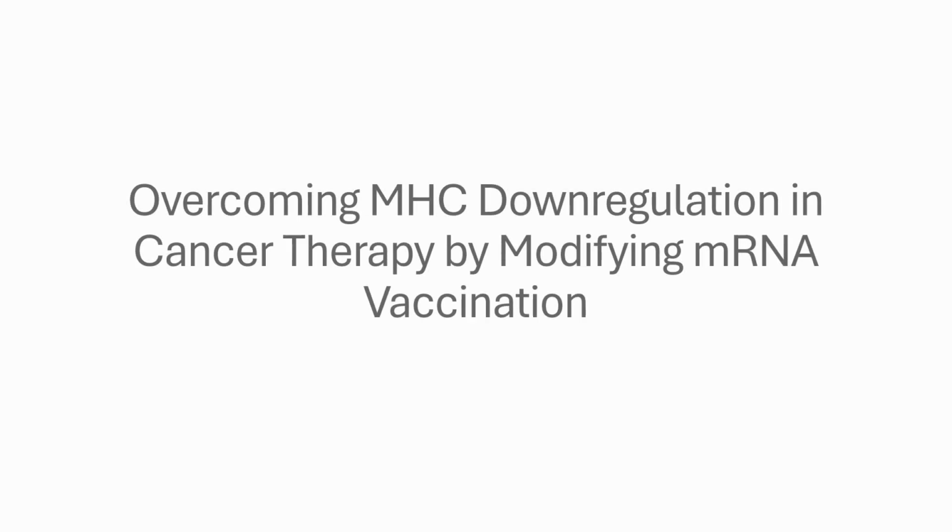Overcoming MHC downregulation in cancer therapy by modifying mRNA vaccination. In the following, I would like to discuss one of the most important immune escape mechanisms of tumor cells, namely, the downregulation of MHC molecules, which reduces antigen presentation and immune recognition by T lymphocytes. My focus is not only on describing the problem but also on how mRNA vaccines can overcome this hurdle to ensure more effective tumor therapy.